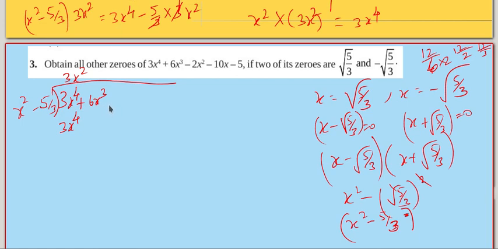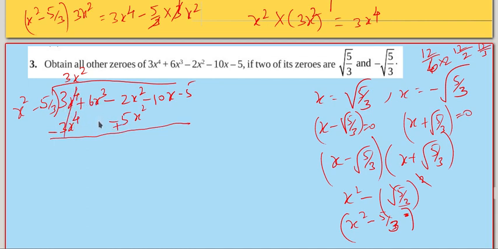Okay. So 6x cube minus 2x square minus 10x minus 5. So what is our x square term? It is minus 5x square. Okay. Minus 5x square. We'll write under the square term exactly. So that we need to change the sign now. So we'll get, this will get cancelled.